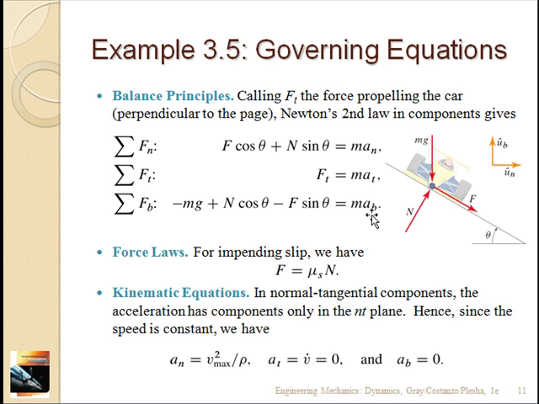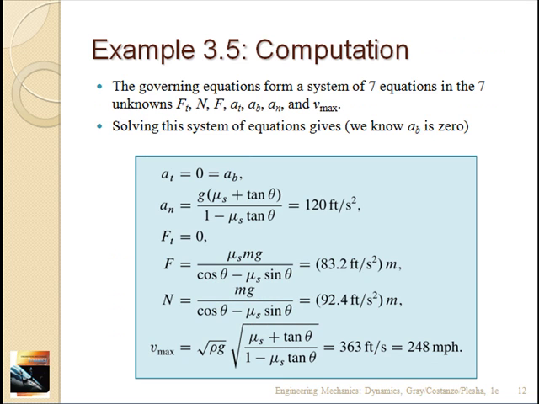Now, we'll assume we're not moving vertically, so we'll assume that AB is 0. F is the friction force. It's just mu times N. We ignore this T direction out of the page. And then since we're moving in a circular arc, AN is the square of the speed divided by the radius of curvature. So this gives us 7 equations and 7 unknowns. We can solve those. Turns out the acceleration in the N direction is 120 feet per second squared.